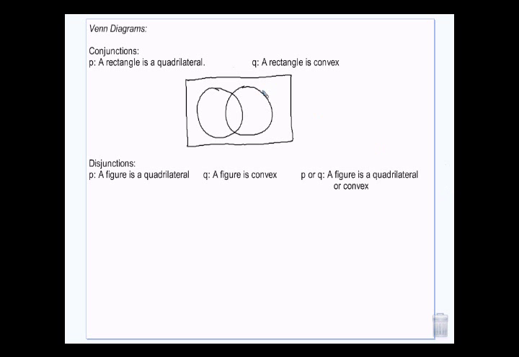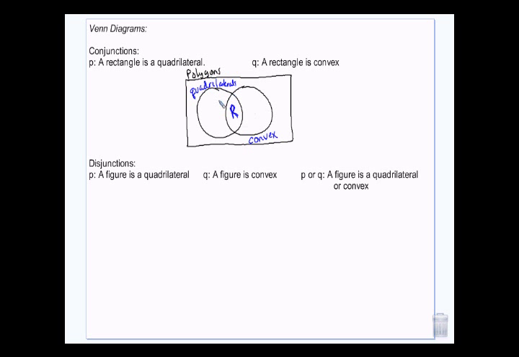And this circle represents quadrilaterals. I made that way too small, didn't I? So this circle represents quadrilaterals, and this circle represents convex figures. And the whole box is your world of polygons. And you have quadrilaterals and you have convex figures. And a rectangle is both. So he lives in the overlap.